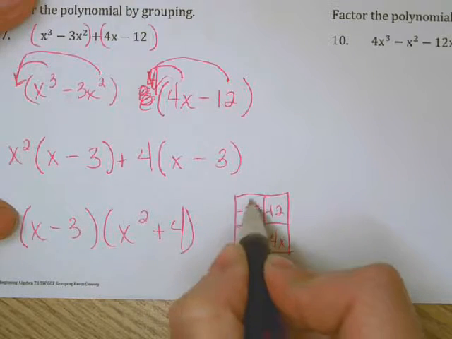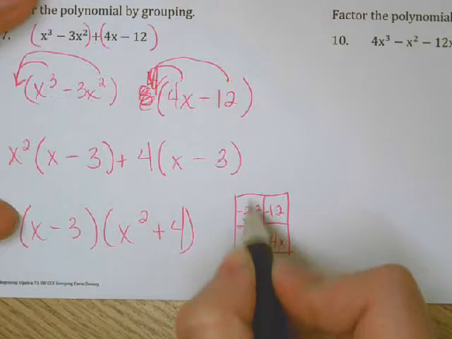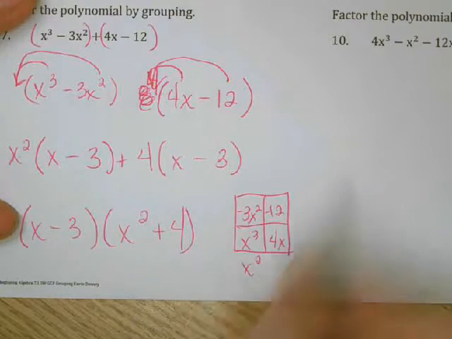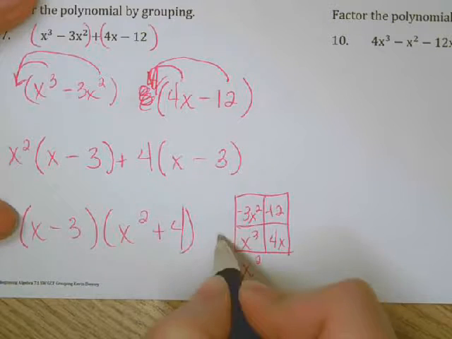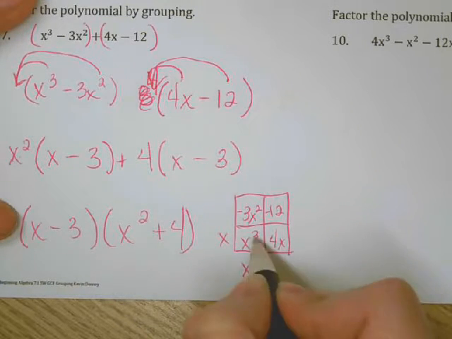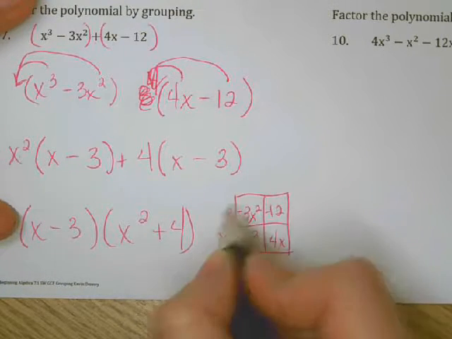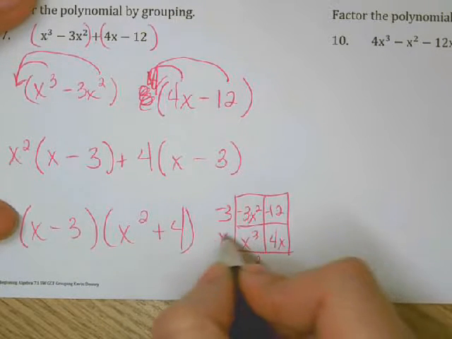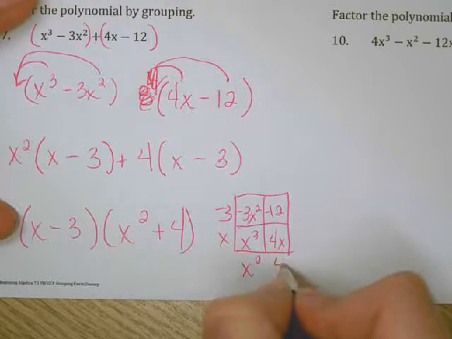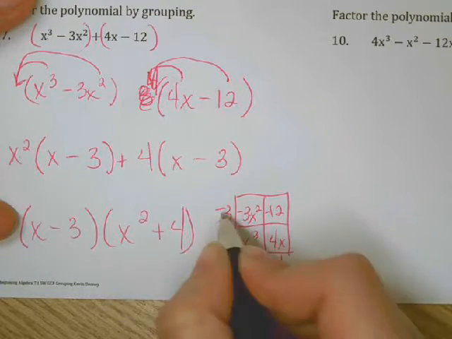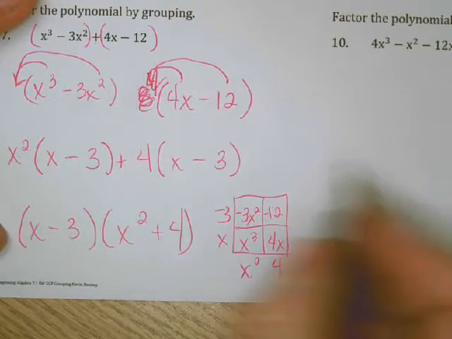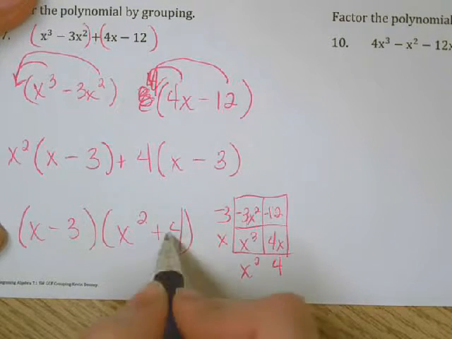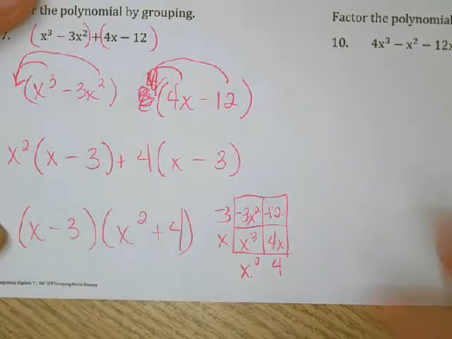So in my column here, my greatest common factor is x squared. That's the most I can pull out of here. So x squared times x gives me x to the third. X squared times negative 3 gives me negative 3x squared. X times 4 gives me 4x, and then 4 times negative 3 gives me negative 12. So once again, I have my x squared plus 4 right here, and my x minus 3 right there.